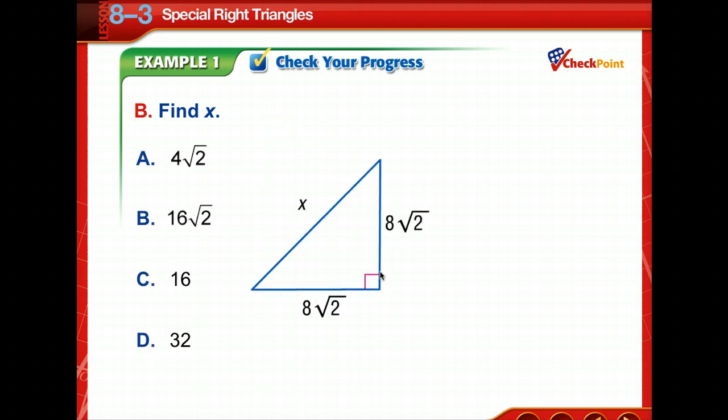Let's try another one. Now let's find the hypotenuse. So pause for a moment, then come back and check in a bit. Very good. We know the hypotenuse is one of the legs times the square root of 2. So 8 square root of 2 times square root of 2 is 8 times 2, which is 16.